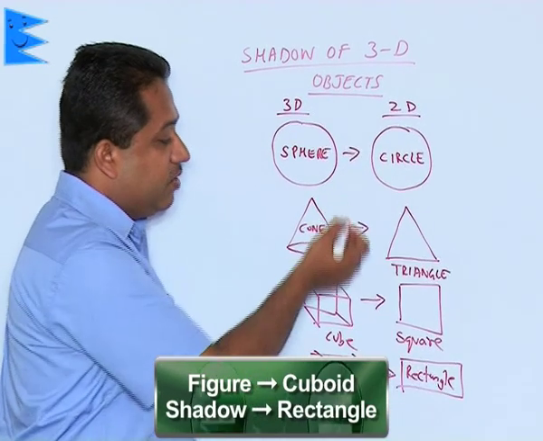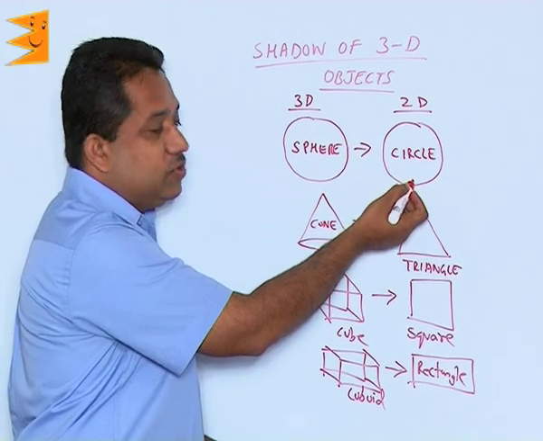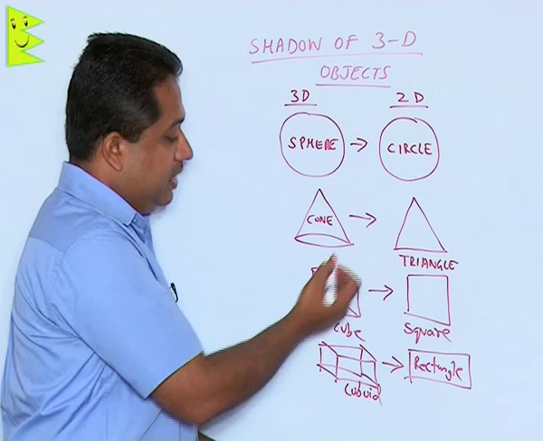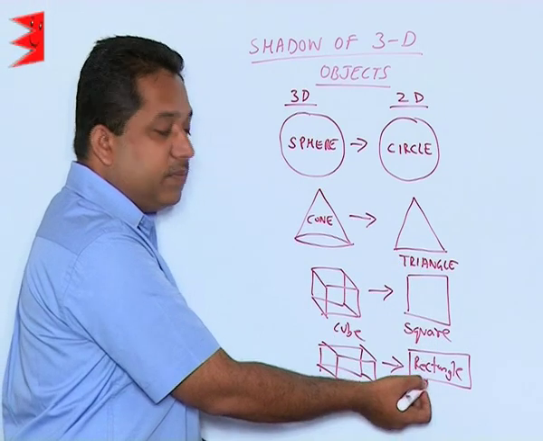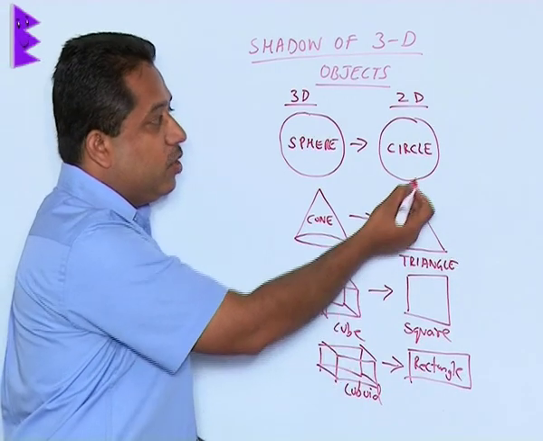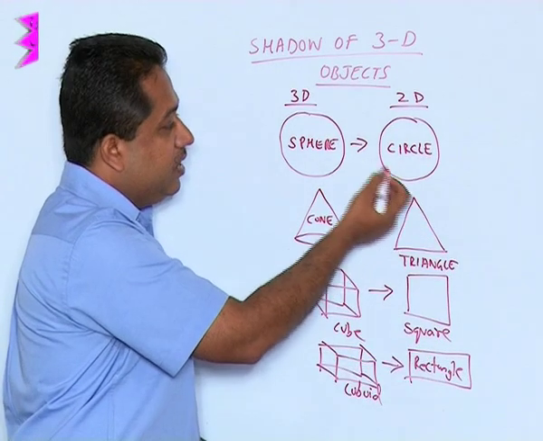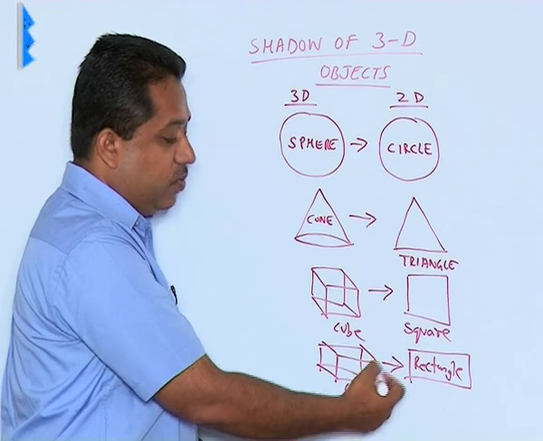So we saw here 4 figures. A sphere, the shadow of that is going to become a circle, a cone's shadow is going to become a triangle, a cube's shadow is going to become a square, and a cuboid's shadow is going to become a rectangle. So all the 3-dimensional figures we had taken and we observed their shadows, they became 2-dimensional, and we saw that the sphere becomes a circle, cone a triangle, cube a square, cuboid a rectangle.